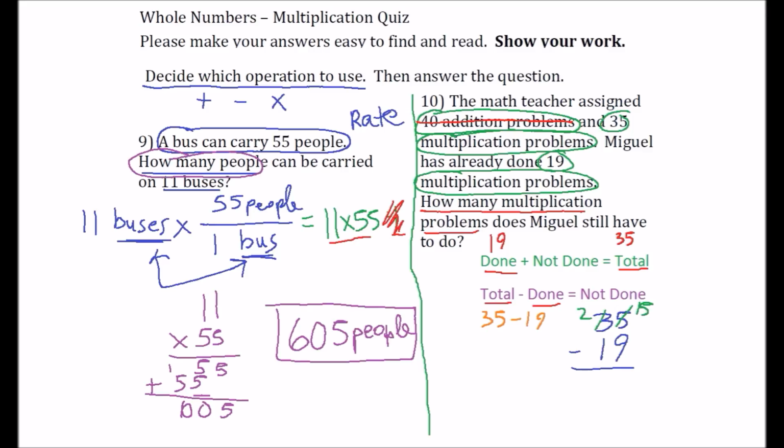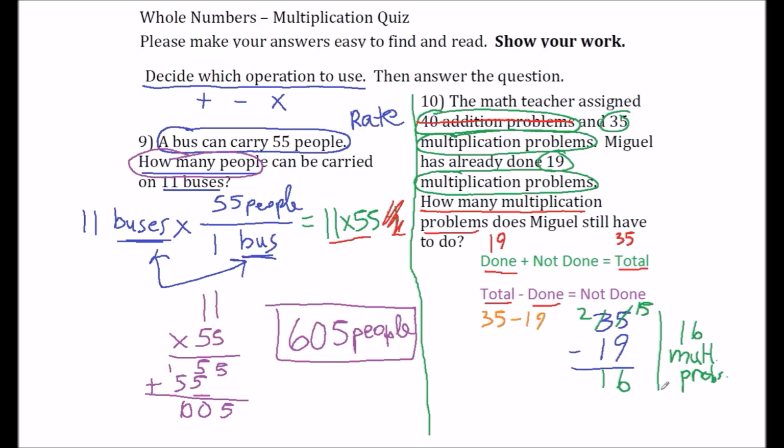Now we can do 15 take away 9 gives you 6. And then the 2 that we have, it was a 3, but now it's a 2. 2 take away 1 gives you 1. So the final answer here is we have 16 multiplication problems. I'll just abbreviate this: multiplication problems.